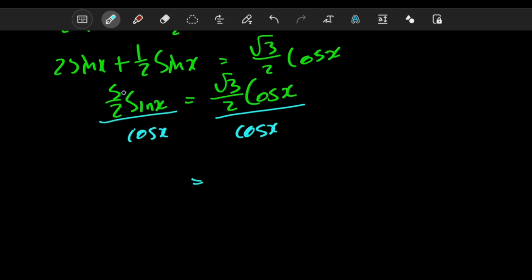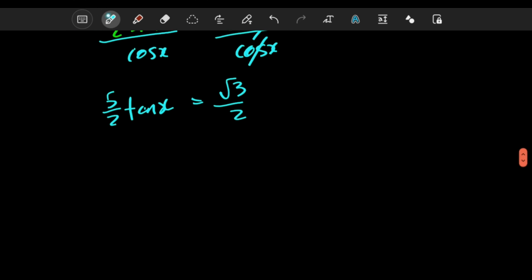The funny thing is, don't worry about this. This is just this divided by 1. It's just the same as 5 over 2. But this divided by that is a tan x. You see? Ha ha ha. And then this can just cancel each other out. You have square root of 3 over 2 there. And now you just want to work out 10x.